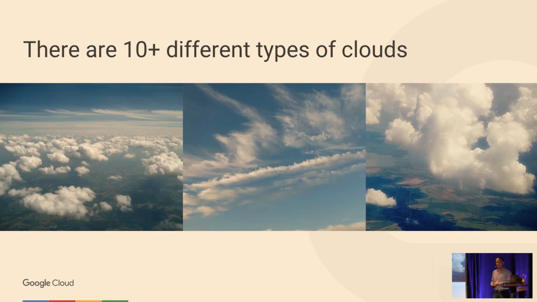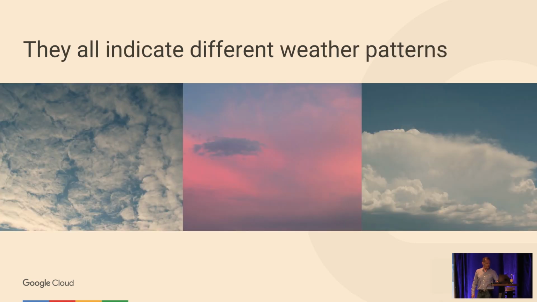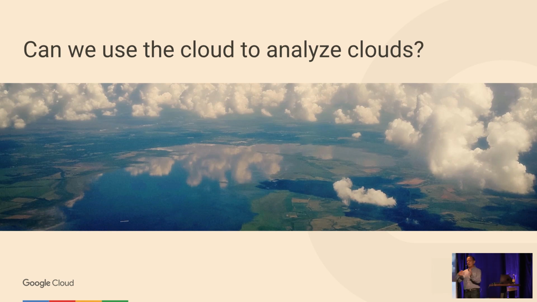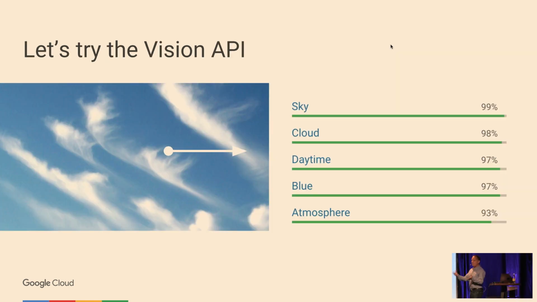And I figure out that there are 10 different types of clouds, and they give us some example of what is going to be happening with the weather. So the question is, can we use the cloud to analyze clouds? And if we use the standard Vision API like we demonstrated earlier, it will tell you that yes, it's a cloud, it's sky, but it won't tell you anything deeper about that.